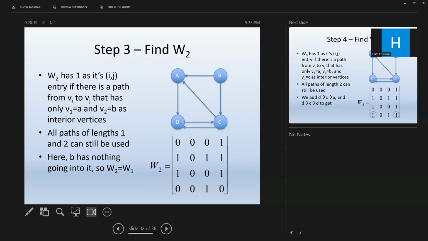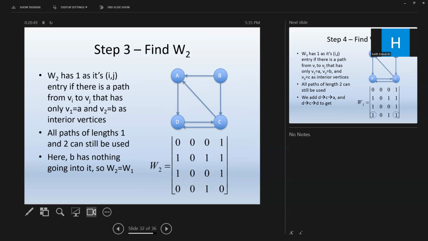Now W2 has its ij entry if there's a path from Vi to Vj that has only V1, which is A, and V2, which is B, as its interior vertices. All paths of length 1 and 2 can still be used. B has nothing going for it. In fact, it's only a source state. There's nothing that's going into B. So W2 is equal to W1.